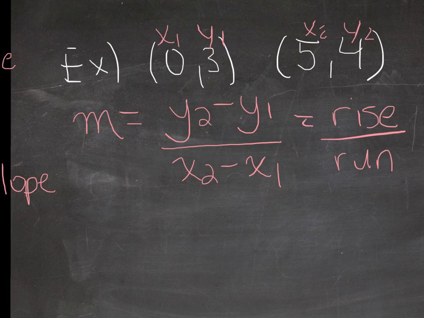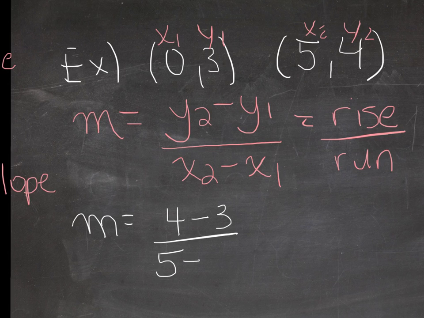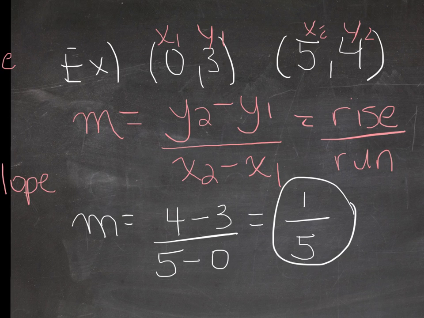And then I just have to substitute those values in. So y2 is 4. My slope is going to be equal to 4 minus y1, which is 3, over x2, which is 5, minus 0. So I have 4 minus 3 is 1, over 5 minus 0 is 5. So the slope of a line with those 2 points would be 1/5, positive 1/5.